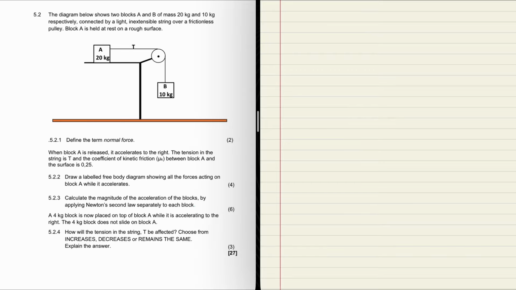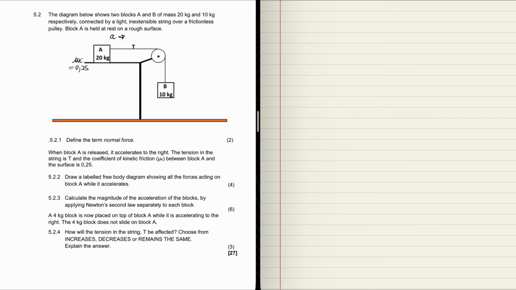When block A is released, it accelerates to the right. So acceleration is this way. The tension in the string is T, and the coefficient of kinetic friction between block A and the surface is 0,25. So mu K is equal to 0,25. Question 5.2.2, draw a labeled free body diagram showing all the forces acting on block A while it accelerates.